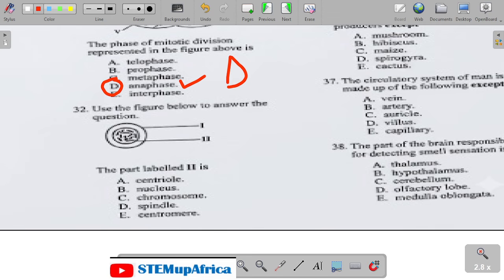Let's see question 32. Use the figure below to answer the questions. Label part 1 and part 2. Part 2 is the nucleus, which is the central part. It is the nucleus, which is B.